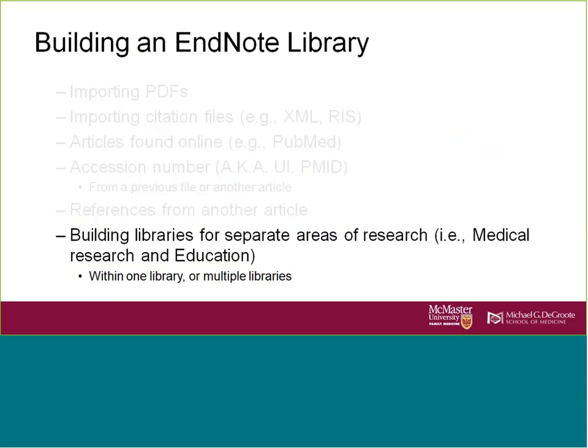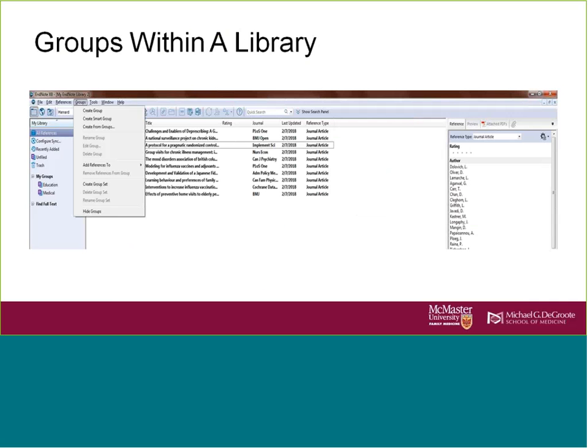Okay, and then the last point for building an EndNote library. You can build multiple different libraries for different research that you're working on. You can build different groups within a library. I'll show you that. So within a library, you can have different groups separated, or you can have multiple libraries for different areas of research. And there's just a screenshot of that there.